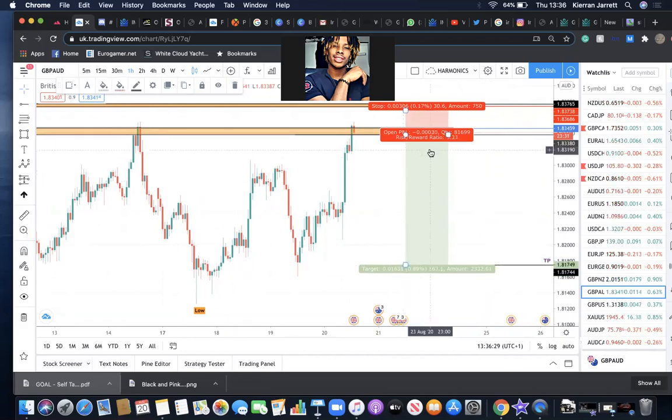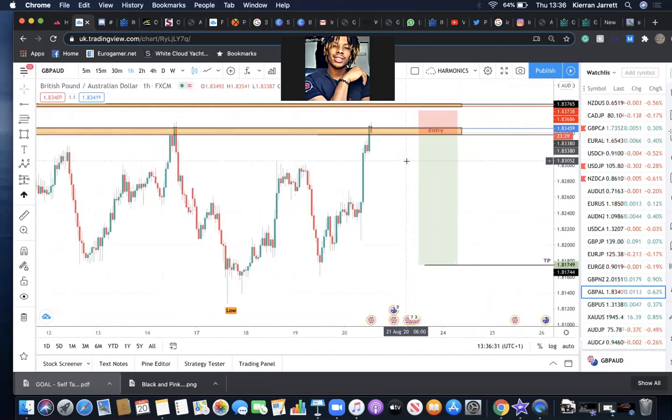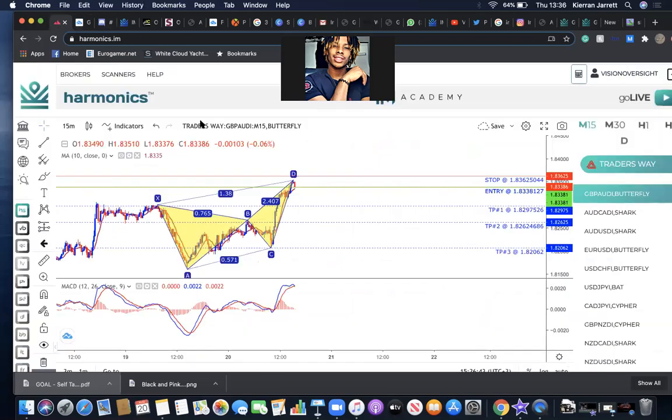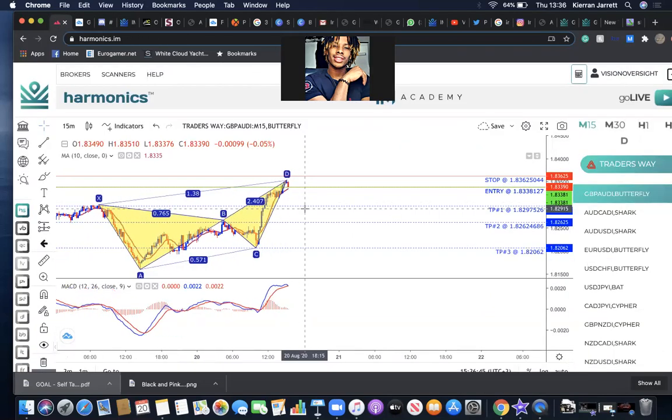Again, you just want to make sure that this sells first. And if you win this trade, guys, even if you get in late, like here, you still got 156 pips. Now, let's look at the Harmonic Scanner with Shivonne's way of looking at it.